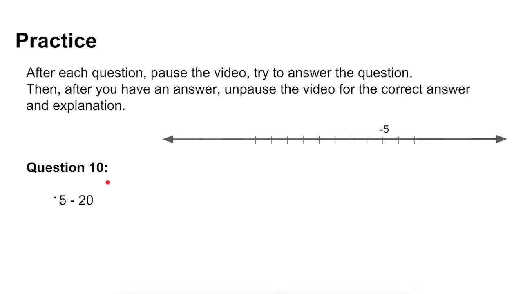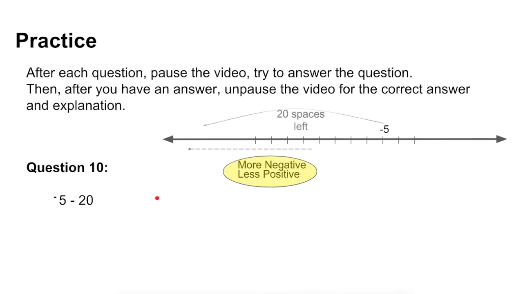Here's another one. Negative 5 minus 20. Pause it. Okay, so now we're thinking less negative, less positive, more positive. What is it? Well, subtraction means less. This is a positive 20, so we're getting less positive. Less positive is the same as more negative. That's moving to the left by 20. So we have to move 20 spaces to the left. So we're going to be all the way at negative 25. So our answer is negative 25.